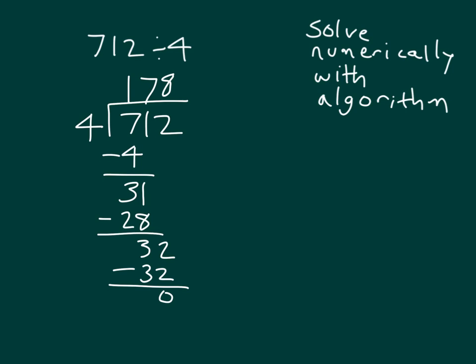How would I run the check for this? Right, 178 times 4. 4 times 8 is 32. 2, regroup the 3. 4 times 7 is 28, plus 3 is 31. 1, regroup the 3. 4 times 1 is 4, plus 3 is 7. 712 matches. So, we just follow those steps to be able to divide.